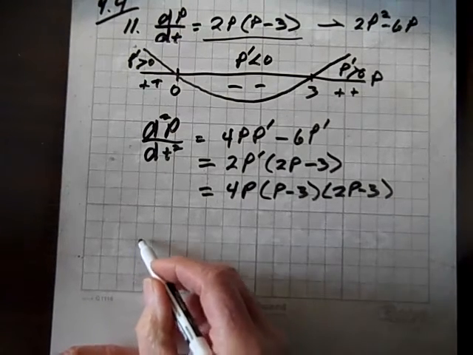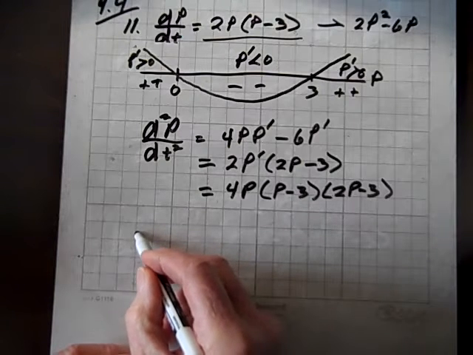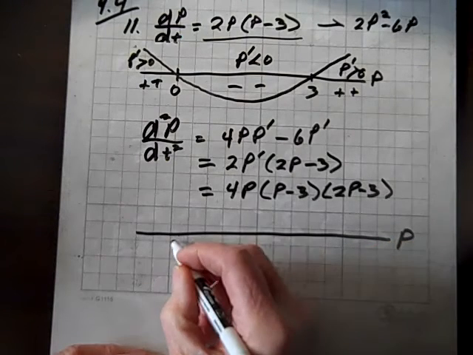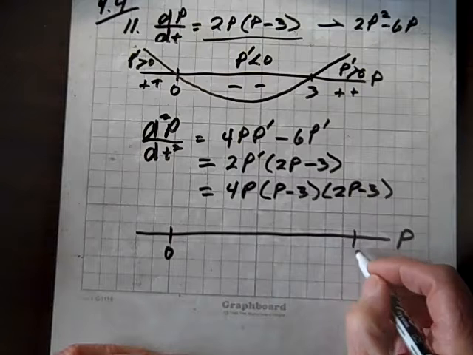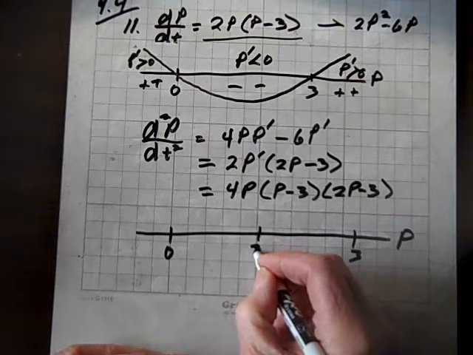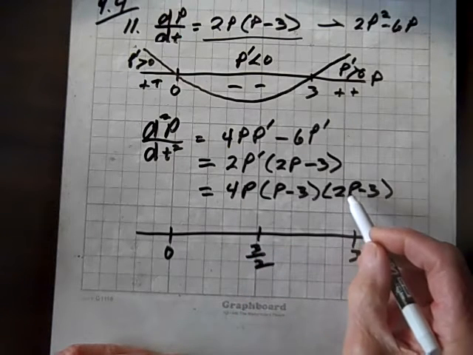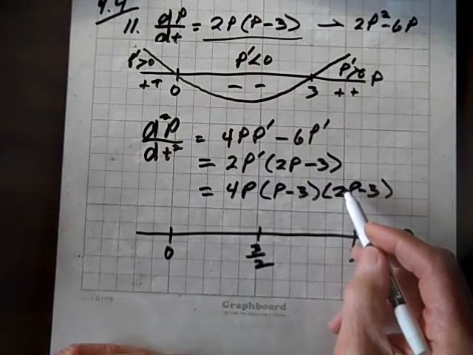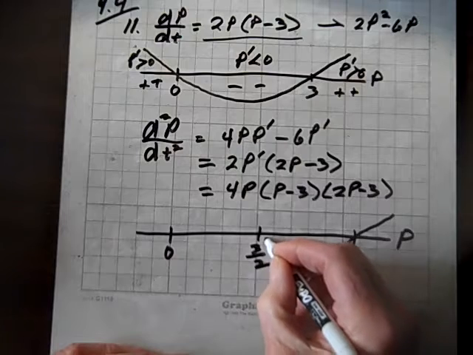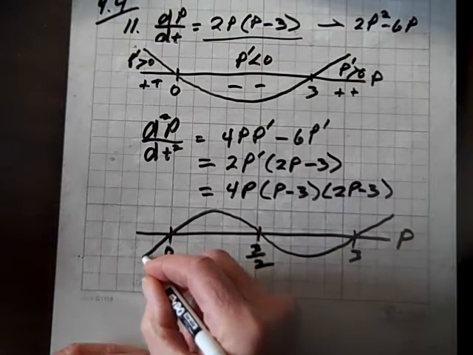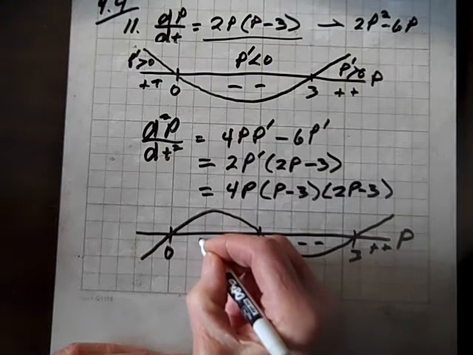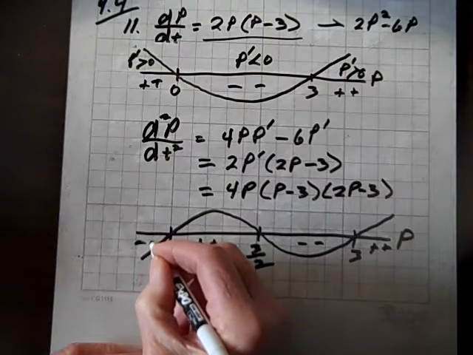And now let's do another number line, p, and the zeros of this are, well, one is 0, the other one is 3, and 3/2 is also a 0. Now, if we multiply this out, the leading term will be positive, so we're going to start from above. We're going to go through 3/2, come out, go through 0, and so this is positive, negative, positive, and negative.